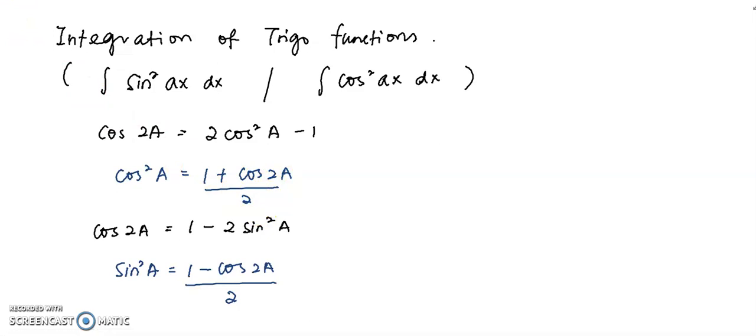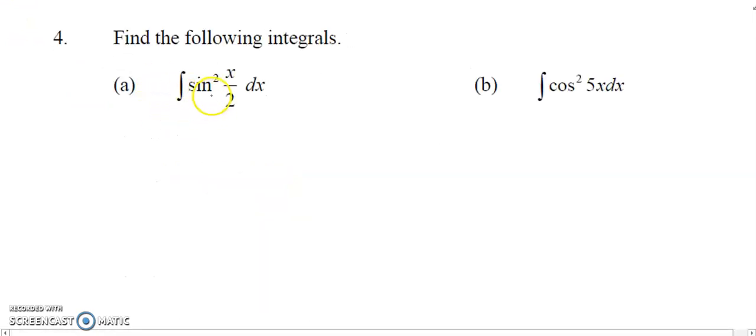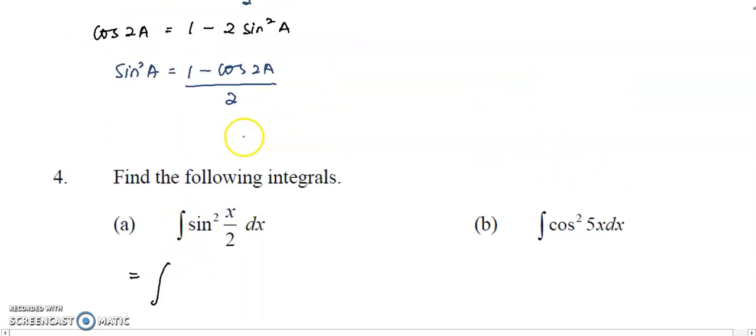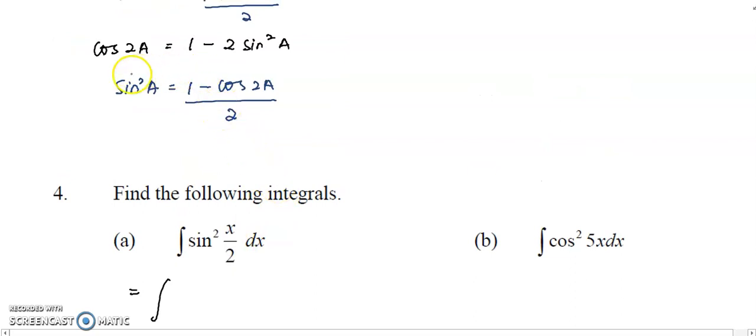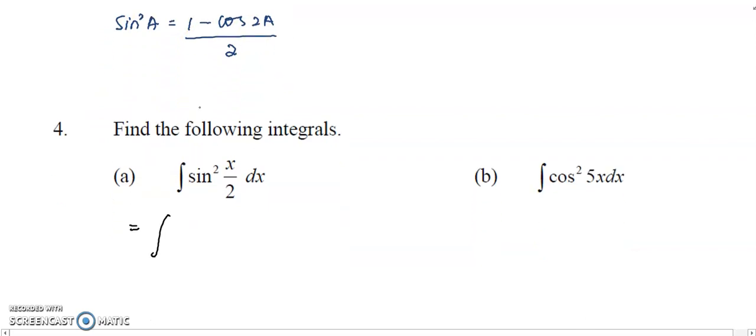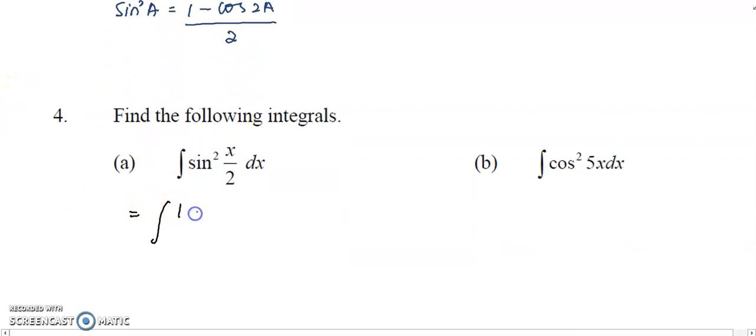Let's look at question number 1. For question A, I have to integrate sine square x over 2. Now I'm going to change this using the second double angle formula, which I show here: sine square a is equal to 1 minus cos 2a over 2. So now I'm going to change this into 1 minus cos 2a, meaning that the angle 2a here is double the angle of the sine square. So here I got 1 over 2 x. Double of it will be 1 over 2 multiplied by 1 over 2 x multiplied by 2. That will be x. So the angle will become x.